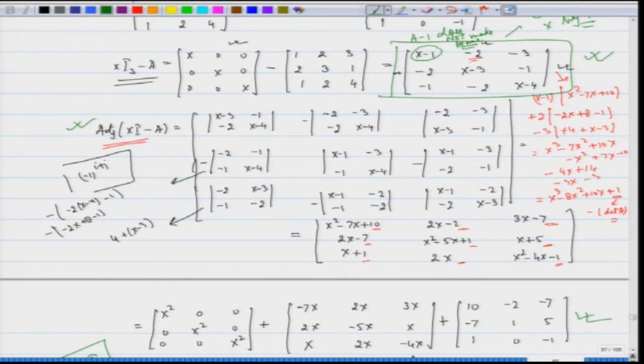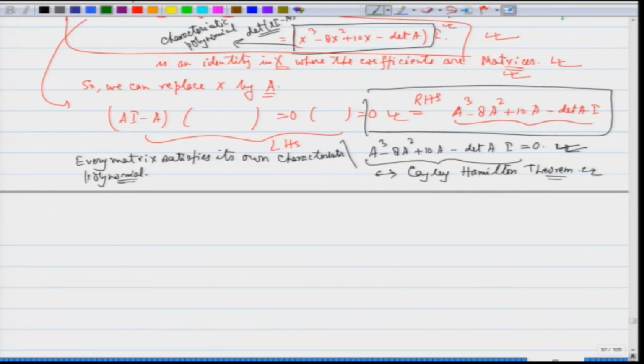I had this matrix with me, this was A, and this is the adjoint of A. Let us look at what exactly we are doing. When I am multiplying this matrix with this, I am multiplying x minus 1 with this one, that is minus 2 times this part. So, let us look at the entries A11, A12, A13, A21, A22, A23, A31, A32, A33.